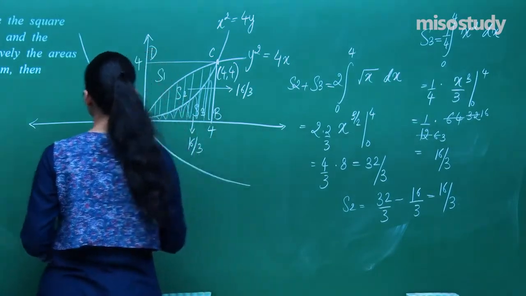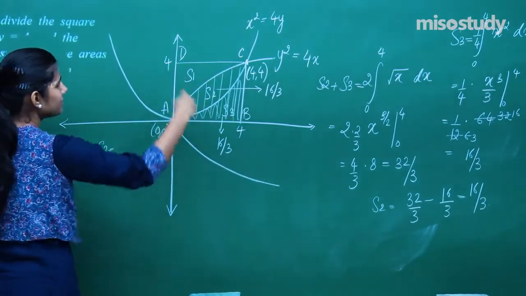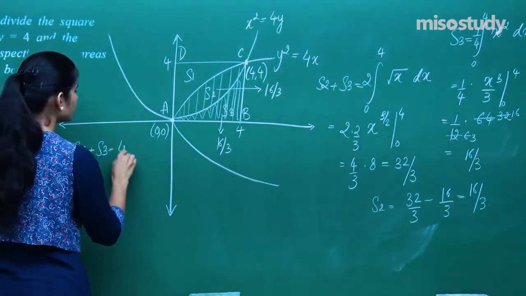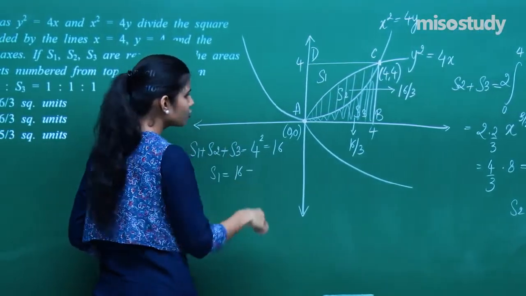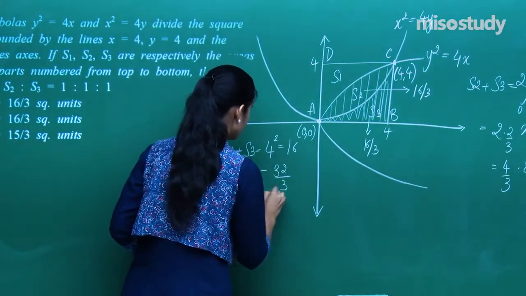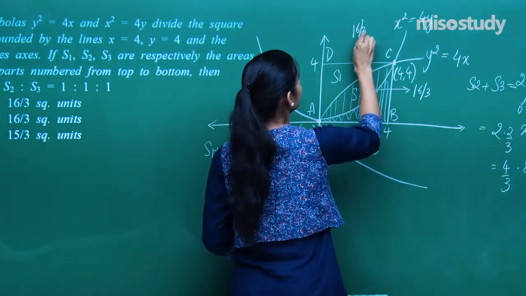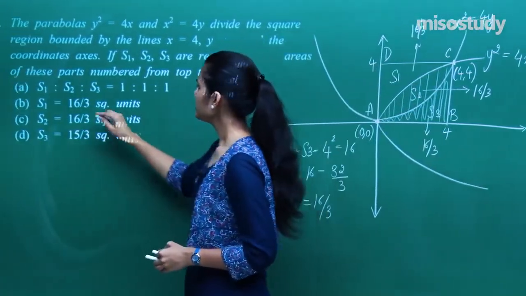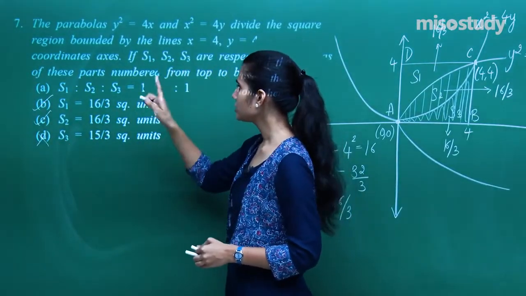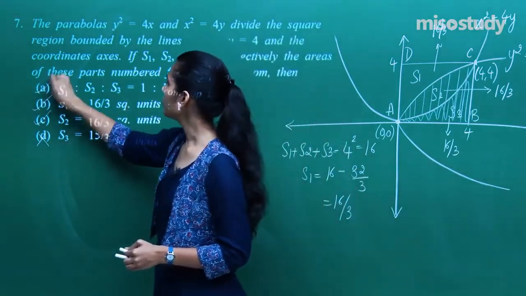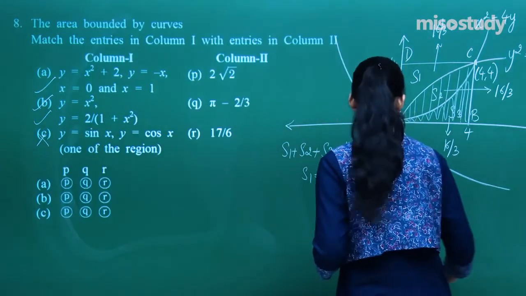Now you know that S1 plus S2 plus S3 is actually the area of this complete square with side length 4. So it is 4 square, which is 16. So you get S1 is 16 minus S2 plus S3, which is 32 by 3, which again comes out to be 16 by 3. So even S1 is 16 by 3. So you are getting S1 is 16 by 3, S2 is 16 by 3, S3 is also 16 by 3, and therefore S1 is to S2 is to S3 is actually 1 is to 1 is to 1. Clear? Moving to the next one, let's see what we have.